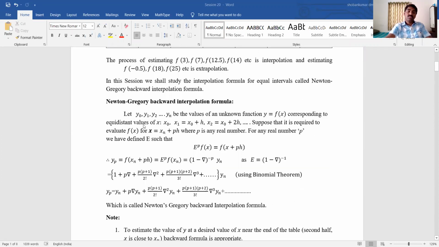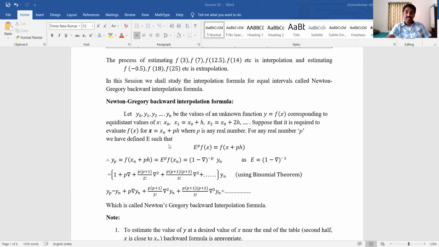Here, let y0, y1, y2 and so on, yn be the values of an unknown function y is equal to f of x corresponding to equidistant values of x0, x0 plus h, x0 plus 2h and so on. Suppose that it is required to evaluate f of x for x is equal to xn plus ph. That means to estimate the value of y at the end of the interval or nearer to the end of the interval, where p is any real number. In this case, we can use Newton-Gregory backward interpolation formula.